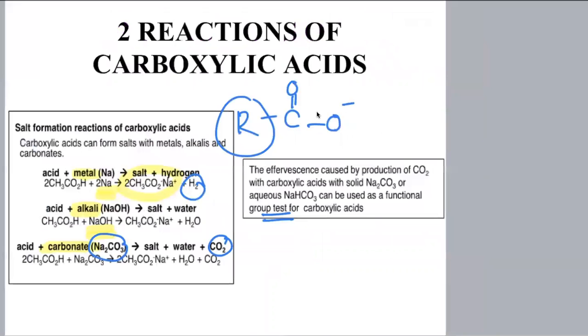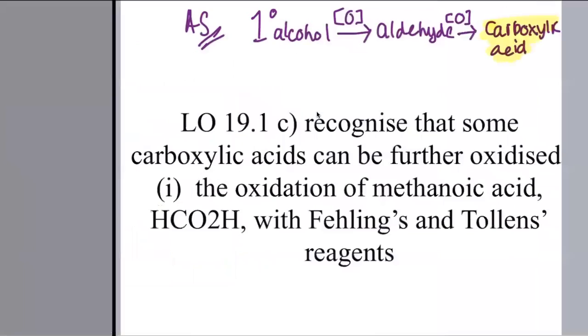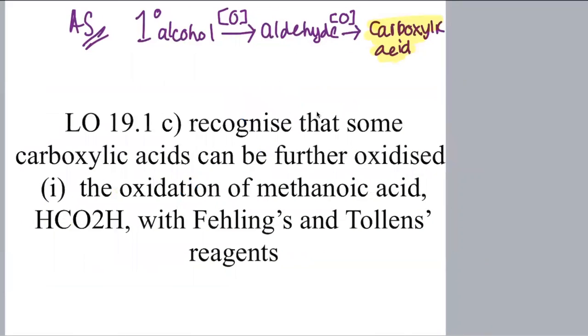In the previous lesson, we looked at the acidity of the different types of carboxylic acid. It all depends on the electron donating or electron withdrawing effect. We also looked at the reactions of carboxylic acids, how it behaves like an acid in a reaction where it can react with metals, alkalis, and carbonates.